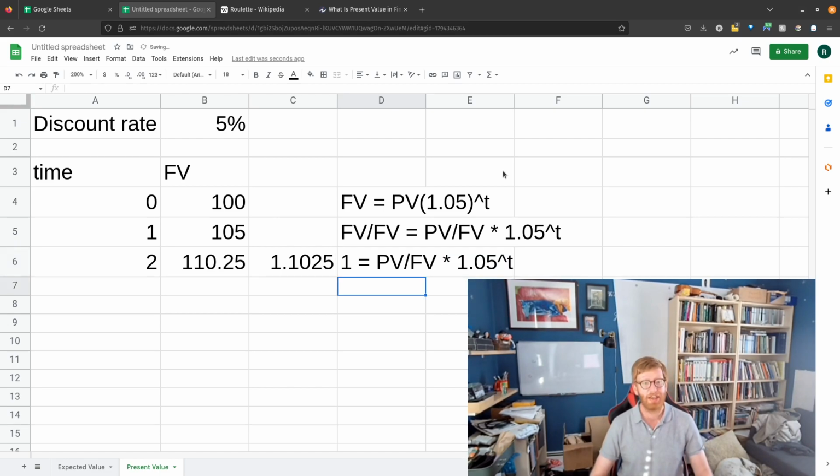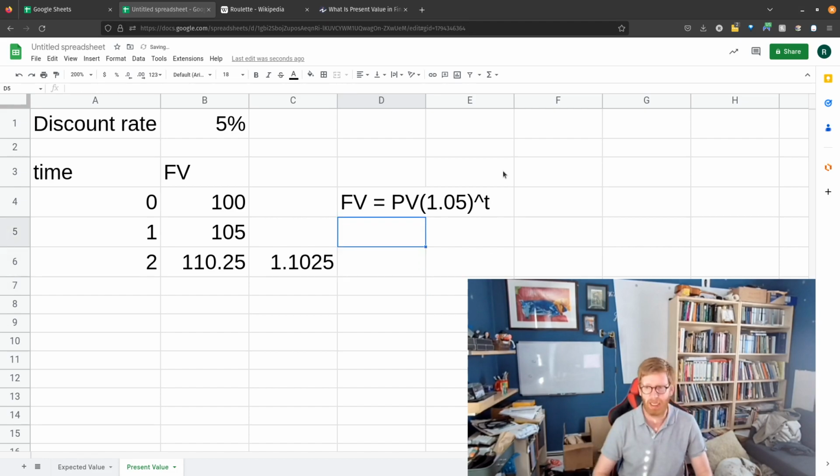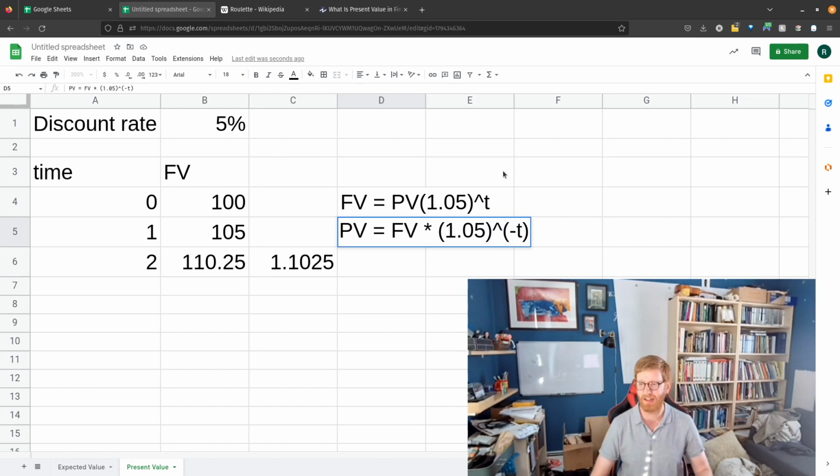And then let's get the present value out of there. Now, let's skip some steps. You guys don't want to watch me do algebra. Basically, we do the algebra, and what we're going to get is present value equals future value divided by 1.05 to the power of t. Right? Or a little trick that might make this a little bit easier in Excel: multiply by 1.05 to the power of negative t. It does exactly the same thing.